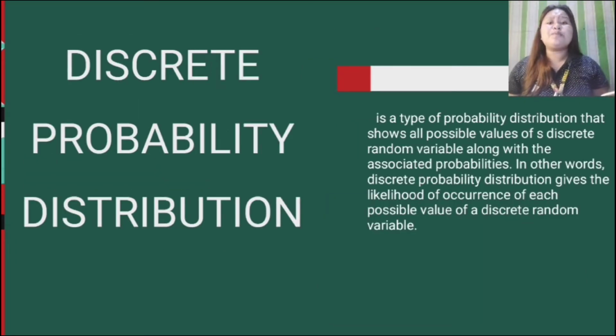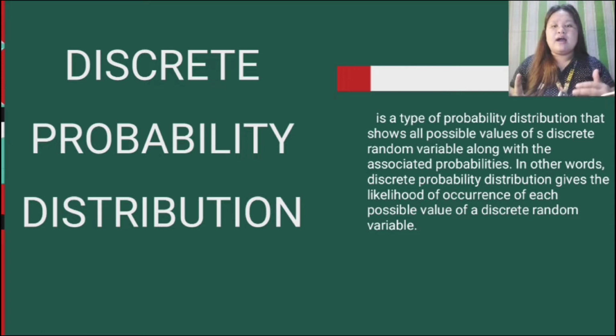Discrete probability distribution is a type of probability distribution that shows all possible values of a discrete random variable along with the associated probabilities. In other words, a discrete probability distribution gives the likelihood of occurrence of each possible value of a discrete random variable.